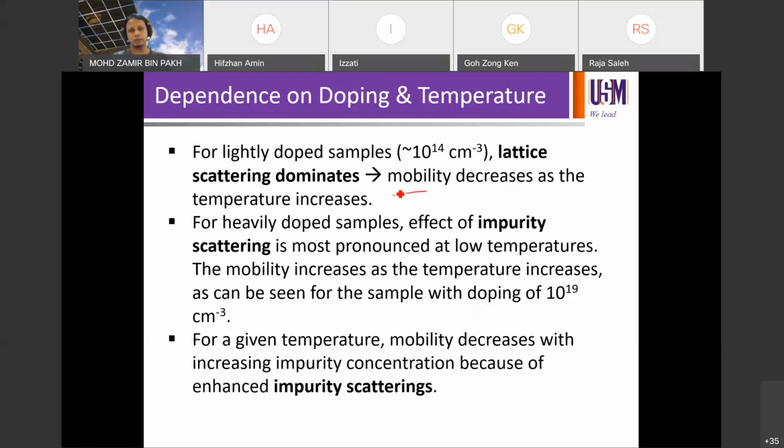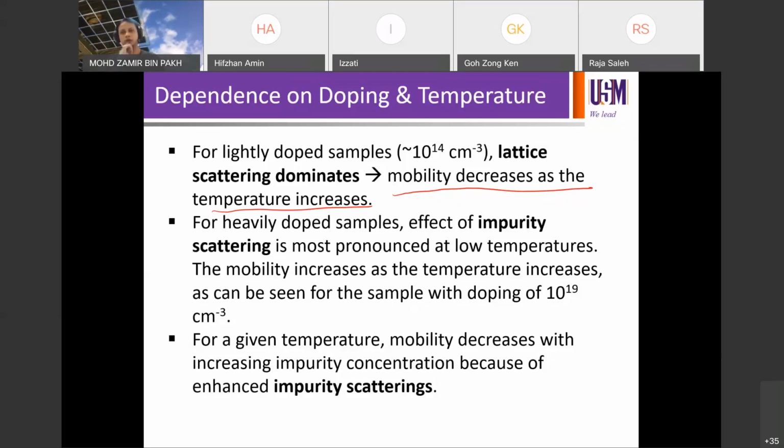Kenapa mobility decreases as temperature increases? What happens if you increase the temperature of your silicon? Apa jadi dekat lattice? Oh, vibrate ke? Haziq? Right, so as a result, kalau you ada pergerakan lagi banyak pelanggaran akan berlaku kan? So there'll be more collision, right? So there'll be more collision, and as a result, your mobility of the carriers reduce, okay, of both carriers. So that is the case at low doping level. So at that particular point, lattice scattering dominates.